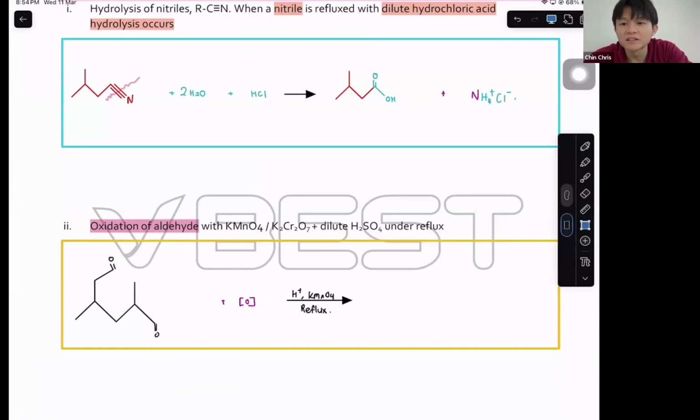Huh? No, oxidation means adding oxygen. A carboxylic acid is formed, guys. Aldehyde is oxidized to turn into a carboxylic acid. Let's go.